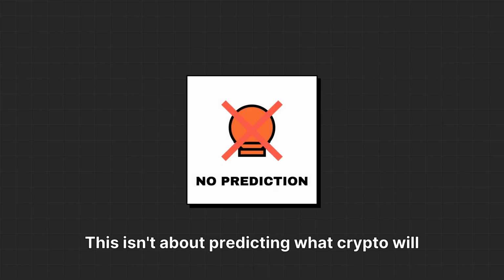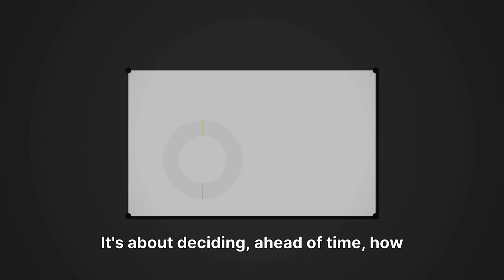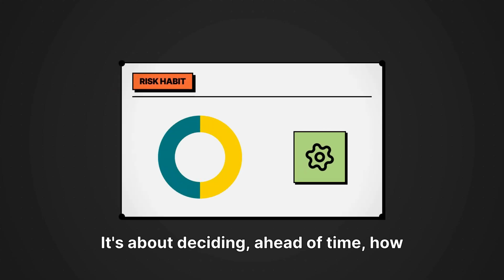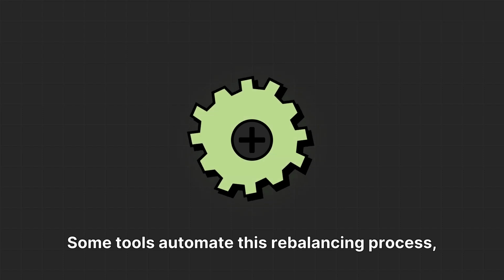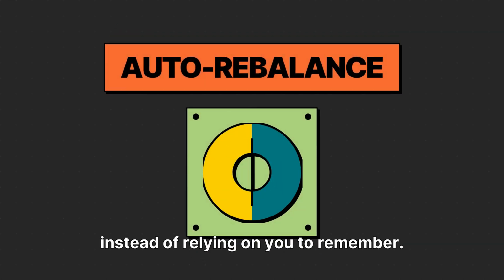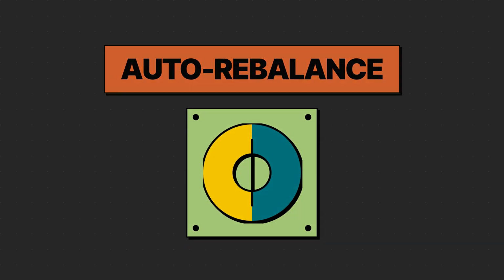This isn't about predicting what crypto will do next. It's about deciding ahead of time how much risk you're comfortable holding and building a habit that keeps you there. Some tools automate this rebalancing process, so the rule runs on its own instead of relying on you to remember.